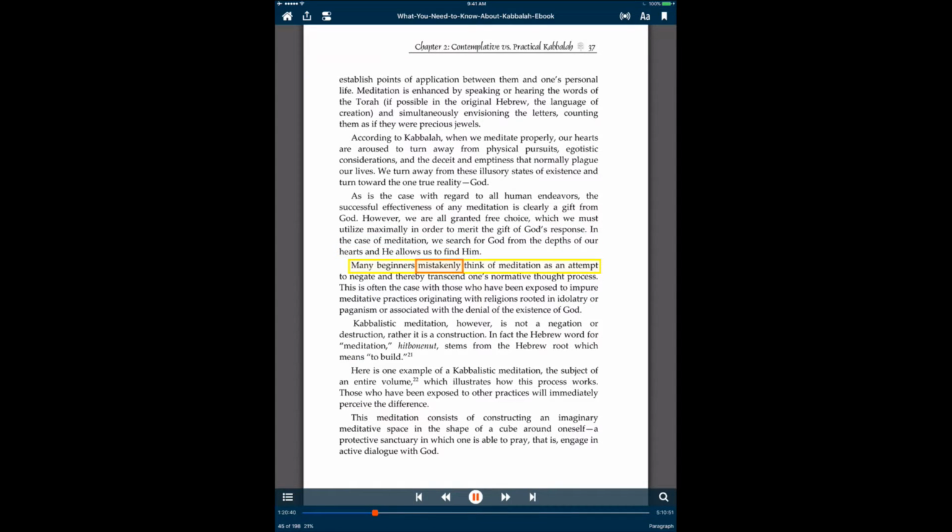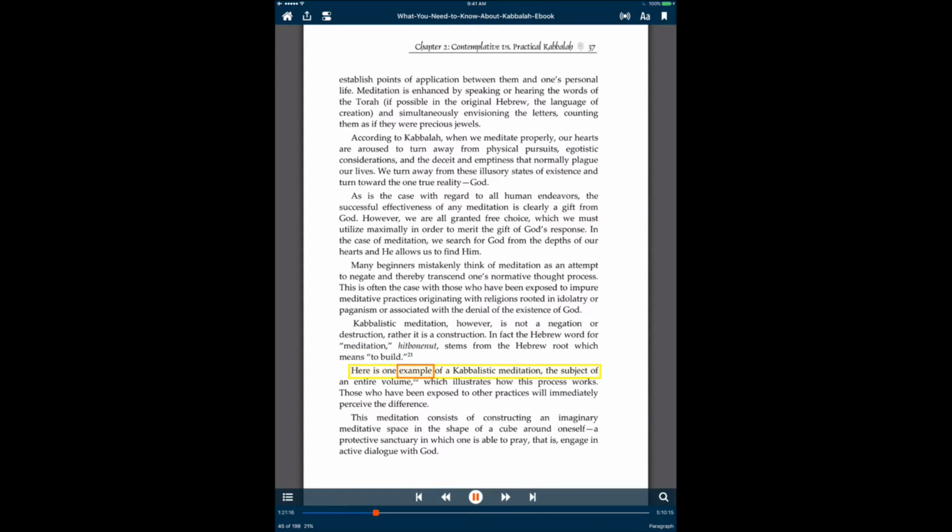Many beginners mistakenly think of meditation as an attempt to negate and thereby transcend one's normative thought process. This is often the case with those who have been exposed to impure meditative practices originating with religions rooted in idolatry or paganism or associated with a denial of the existence of God. Kabbalistic meditation, however, is not a negation or destruction, rather it is a construction. In fact, the Hebrew word for meditation, hitbonenut, stems from the Hebrew root which means to build.